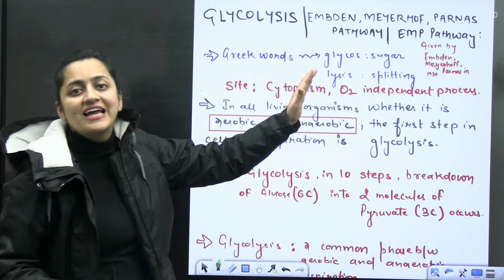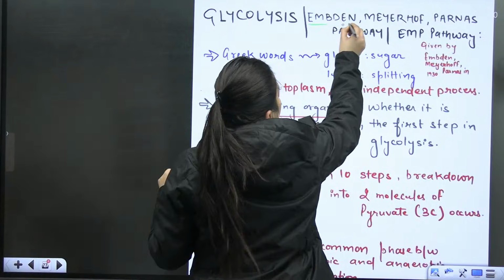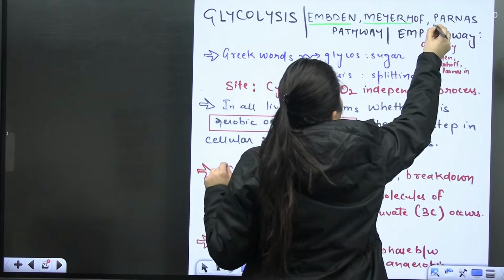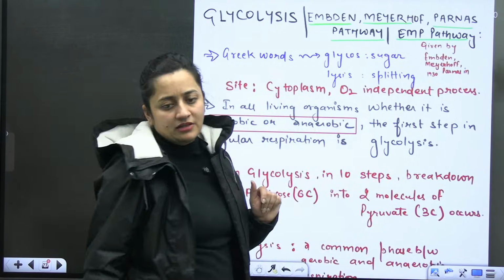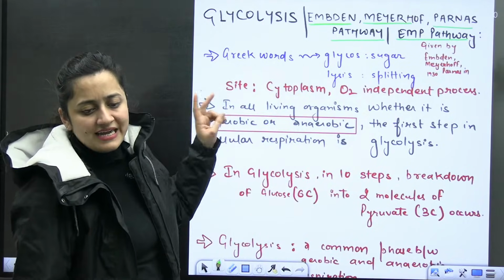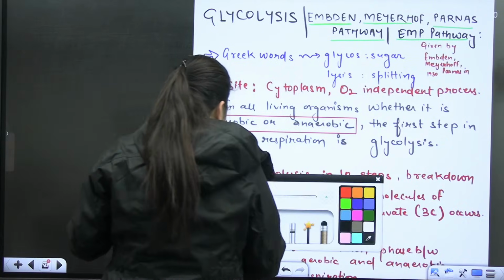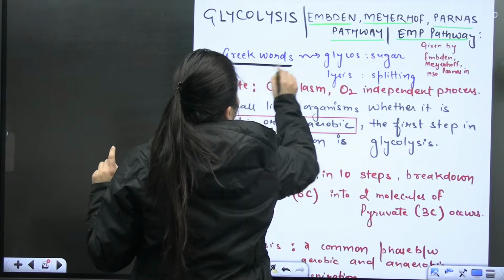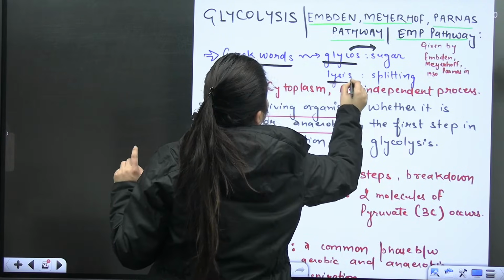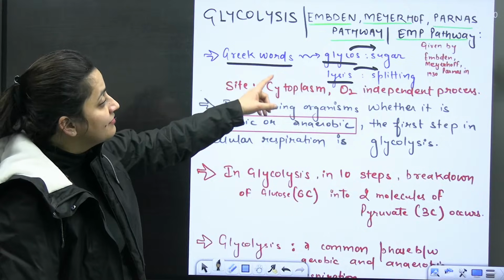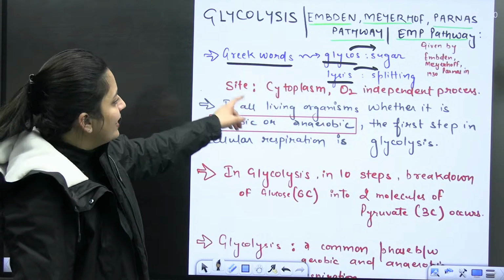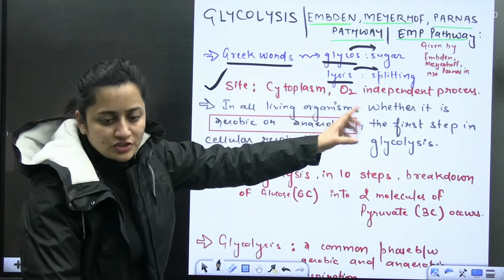Okay, so glycolysis, who discovered it? Embden, Meyerhof, Parnas pathway, so it is also known as the EMP pathway. Glycolysis comes from the Greek words glykys, sugar, and lysis, splitting. So in 1930, Embden, Meyerhof and Parnas gave this sugar splitting pathway. Site is cytoplasm, an oxygen independent process.